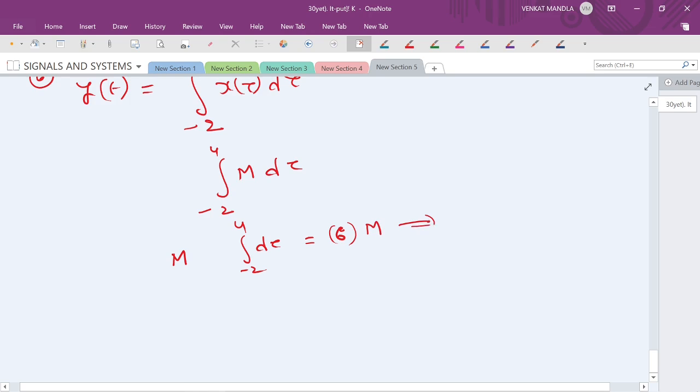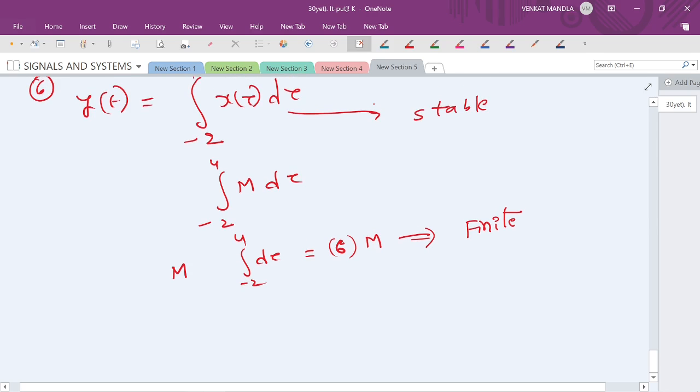Yeah, this is also finite, right? Because here the limits are finite, that is why we are getting finite output. So the system is stable. This one is stable. Before problems, 4 and 5 are unstable because the limits contain infinite duration, minus infinity to t, minus infinity to 2t. But here the limits are not infinite duration, minus 2 to 4, finite duration.